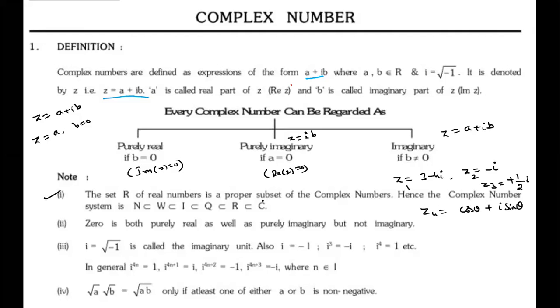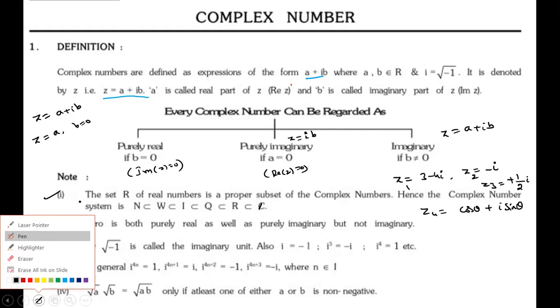So how to represent? Natural numbers are a subset of whole numbers. Whole numbers are a subset of the set of integers. The set of integers is a subset of Q. Q is a subset of R, like that. 0 is both purely real as well as purely imaginary, but not imaginary. Clear? These points are very important.